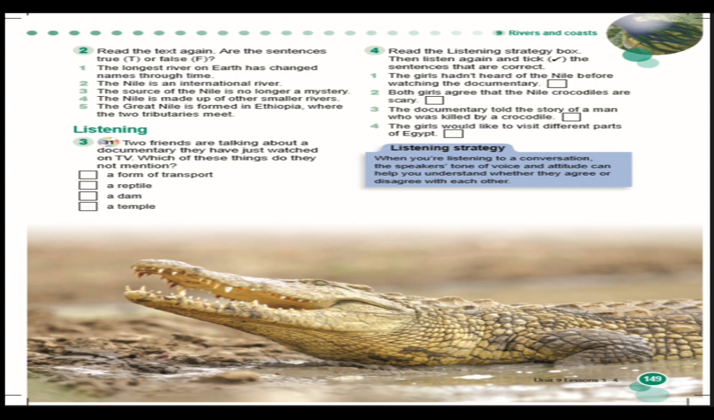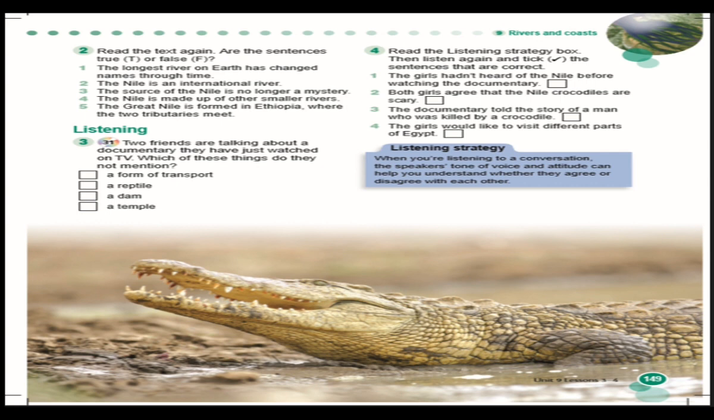Exercise number 3 is listening. I'm going to send you the audio in your group. Two friends are talking about a documentary they have just watched on TV. Which of these things do they not mention? The answer will be a dam. Read the listening strategy in your books, then listen again and tick the sentences that are correct. This is exercise number 4.